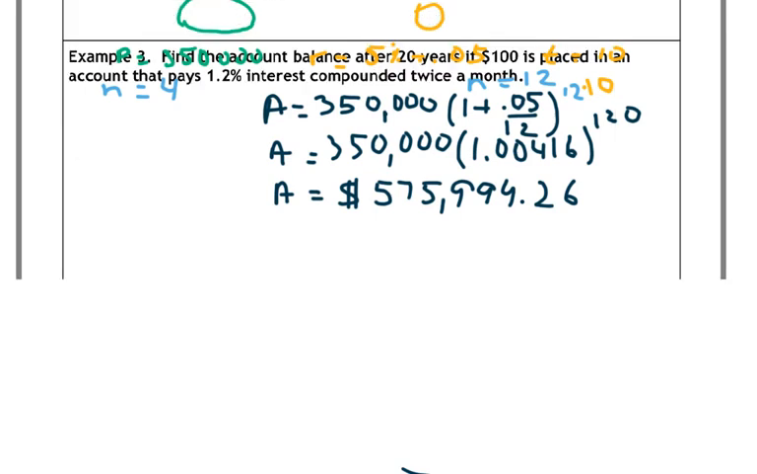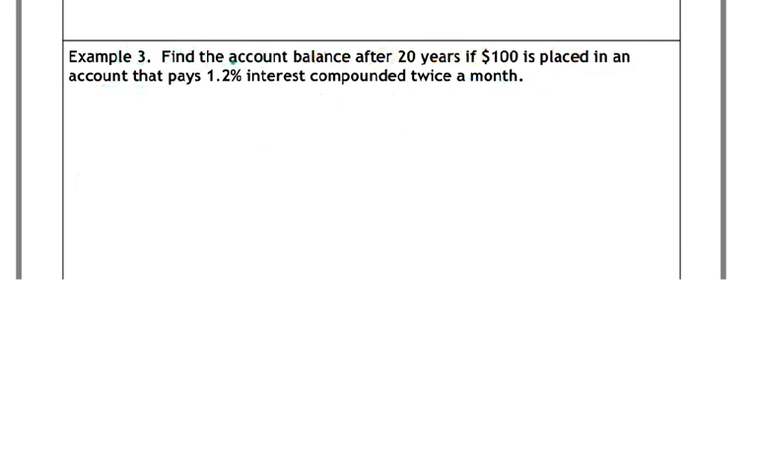And our last, example 3: find the account balance after 20 years if $100 is placed in an account that pays 1.2% interest compounded twice a month. So I know interest R is 1.2%, which transfers to 0.012 in decimal form. It is over the time of 20 years, and our principal amount here is $100.